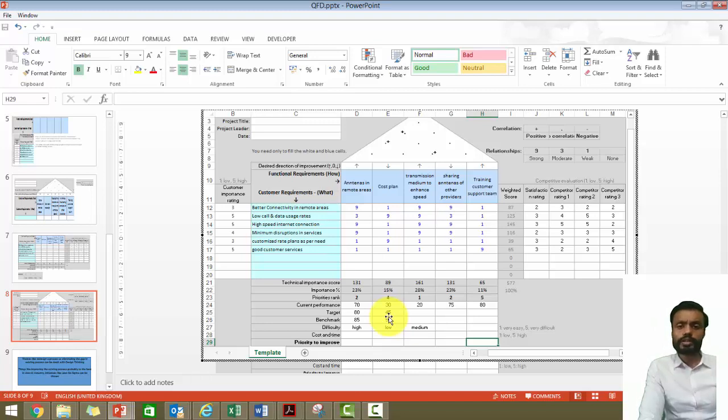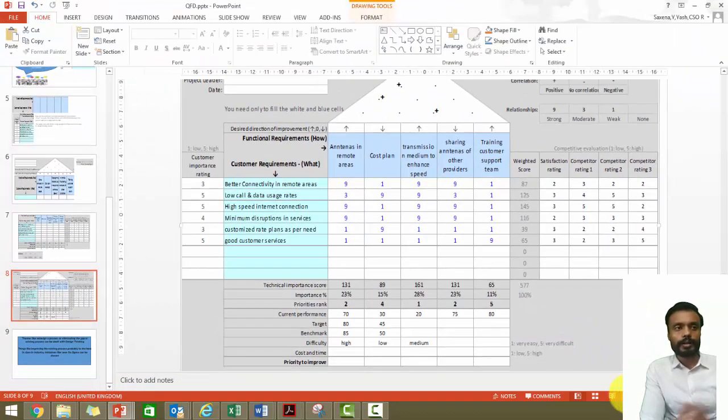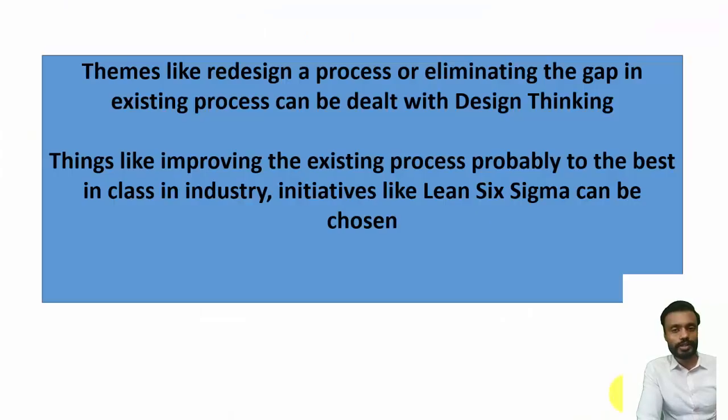So this is it, guys, with QFD. Again, I told you it's not rocket science. It's fairly easy to follow. Themes like redesigning a process or eliminating the gap in an existing process can be dealt with design thinking. These themes can be obtained from QFD. For things like improving the existing process, to get the best-in-class industry standard, an initiative like Lean Six Sigma can be chosen. So whatever themes you obtain from QFD, you can correlate those themes with the initiatives you want to drive within your organization, guys. So that is the whole idea of QFD.